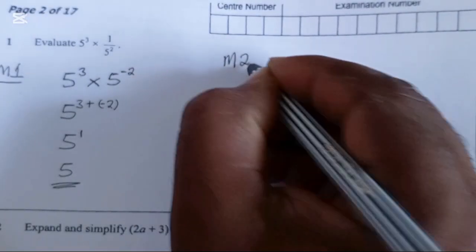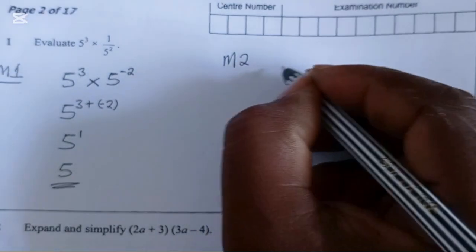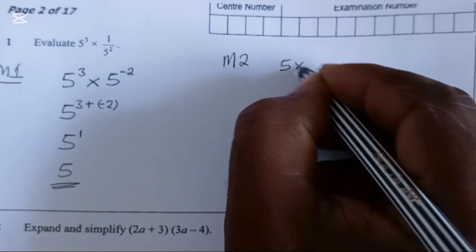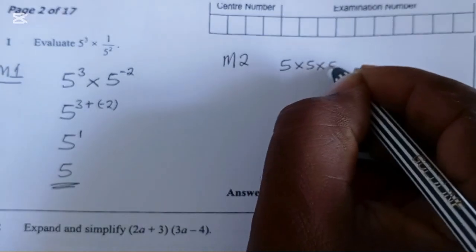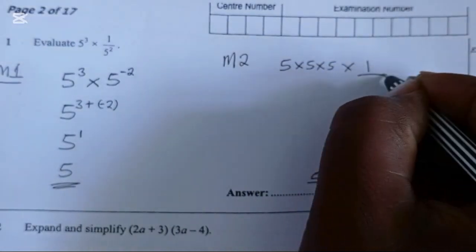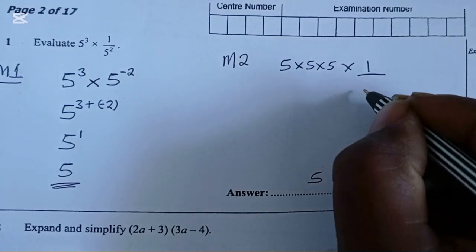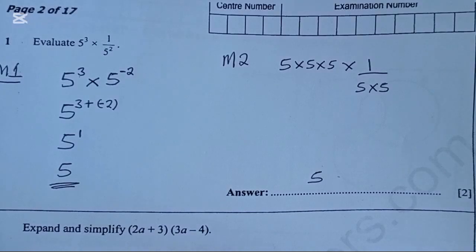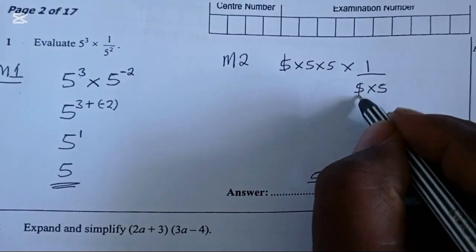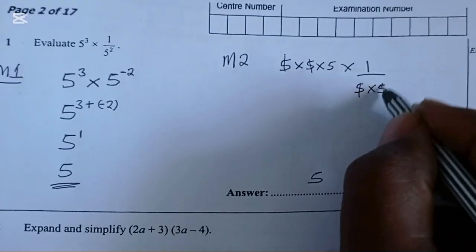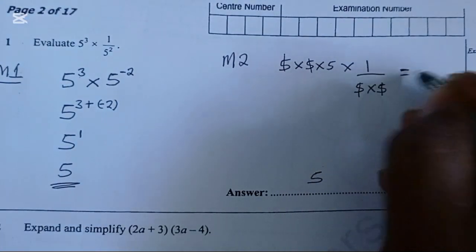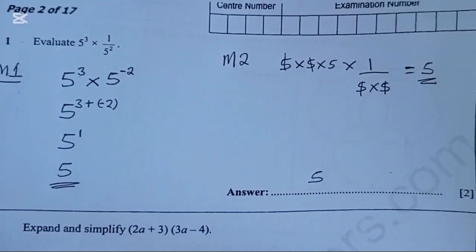Method 2. I can say 5 to the power 3, which is 5 times 5 times 5, times 1 over 5 to the power 2, which means 5 times 5. So this 5 and this 5 go. This 5 and this 5 go. So I'll remain with 5 times 1, which is 5. So that is method 2.